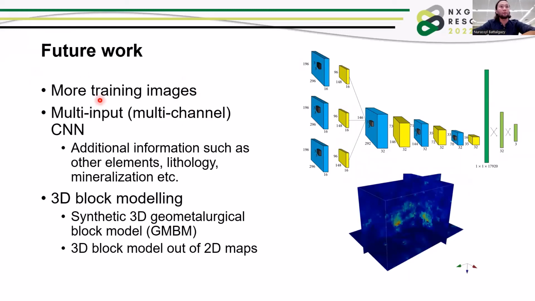As I said, it's better to use more training images, so we will focus on that. Then we are going to try multi-input, multi-channel CNN, so we can use additional information such as other elements, lithology, mineralization. And of course, we need to end with a 3D block model.